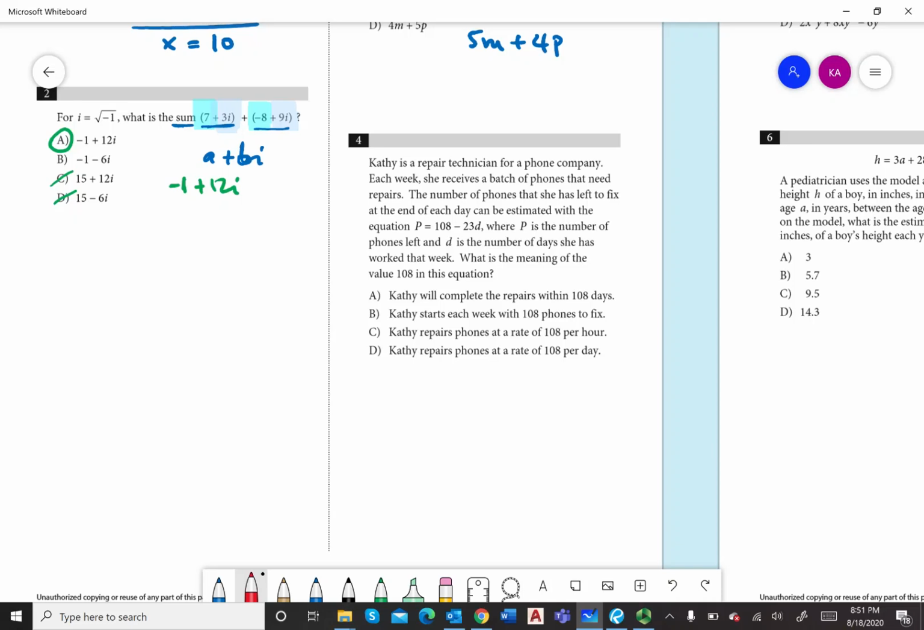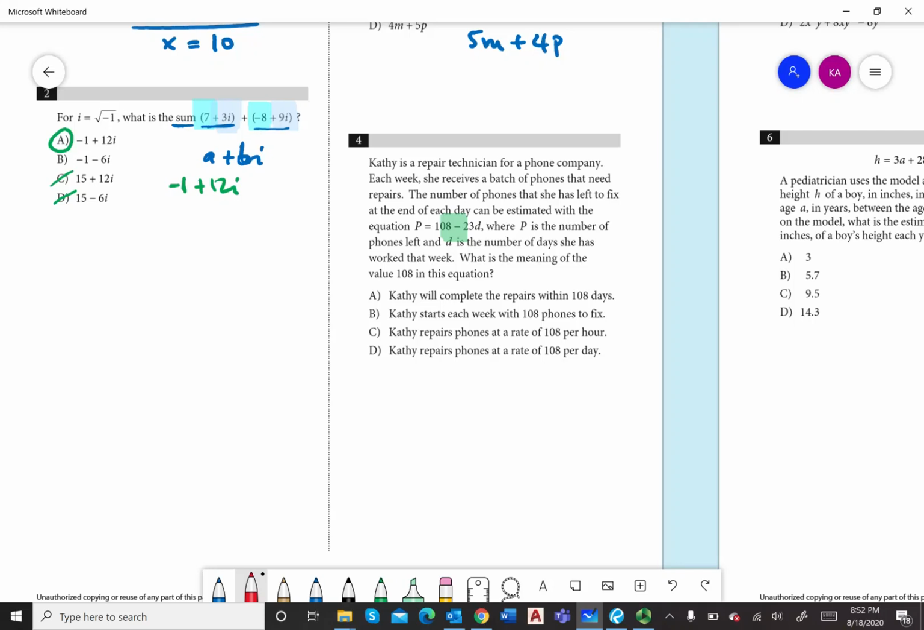Now it says, what is the meaning of the value 108 in this equation? So let's try to understand the equation a little bit more. If you want to find the number of phones that are left at the end of the week, you use P and then you put D, the number of days, in it. And notice there's a negative sign here, a minus, which makes sense because the number of phones has to go down each time, right? Otherwise, I don't want to go to Kathy, because if she can't get the number of phones to go down, that means she's not working. Unless there's more phones coming in.